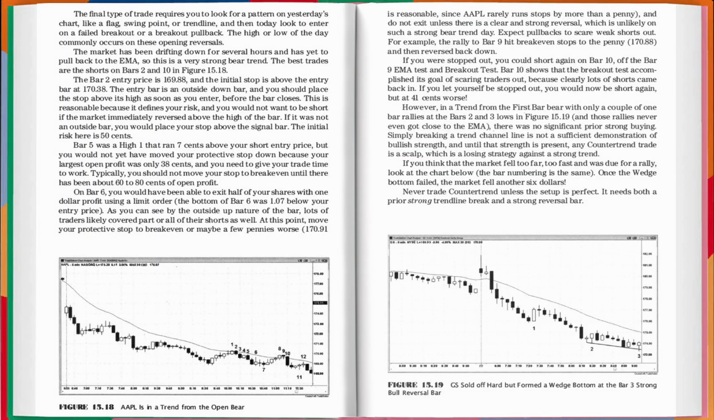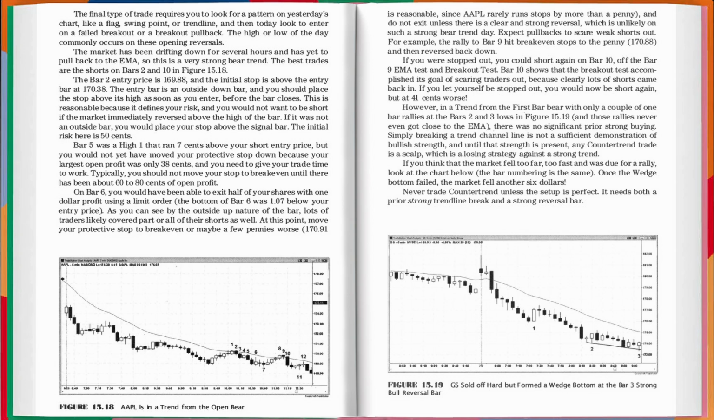The final type of trade requires you to look for a pattern on yesterday's chart, like a flag, swing point, or trend line, and then today look to enter on a failed breakout or a breakout pullback. The high or low of the day commonly occurs on these opening reversals.